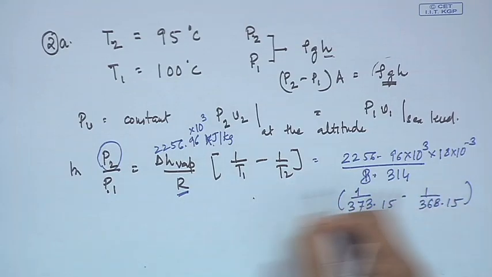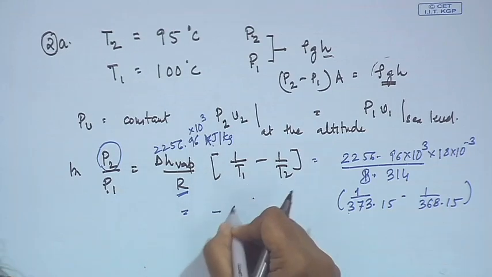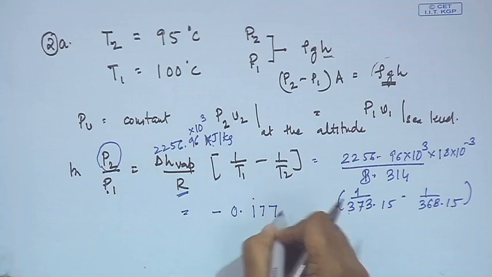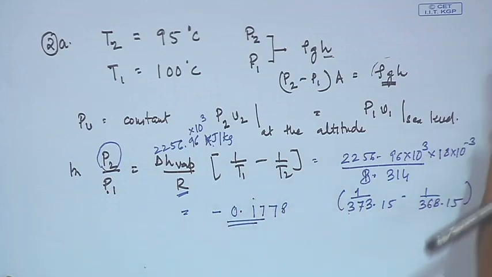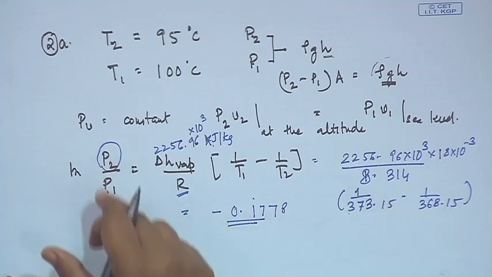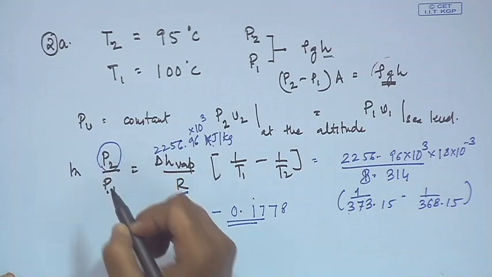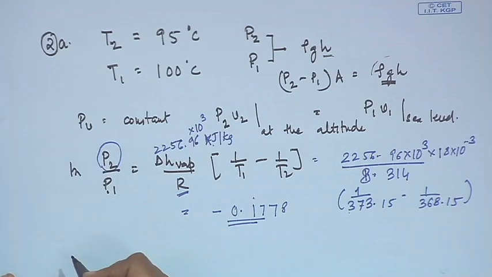So, from here you know that ln P2 by P1 equals minus 0.1778, right. What are you required to find out? You are required to find out the height difference when you know the ratio of the pressures, or the pressure difference between the two. So, you need one more equation to relate the pressure difference to the altitude of that particular place. From physics, we know how to do this.